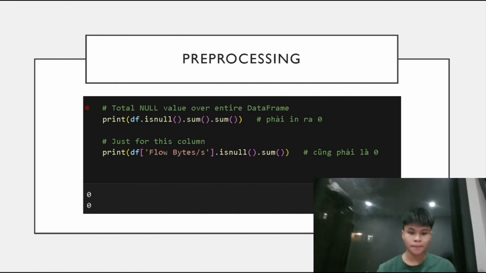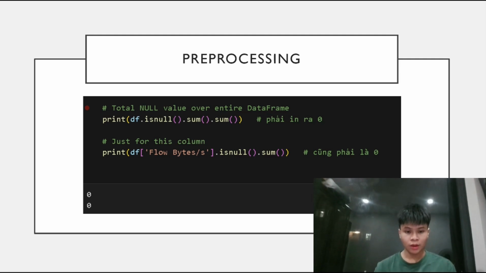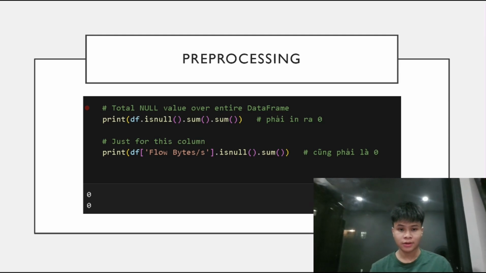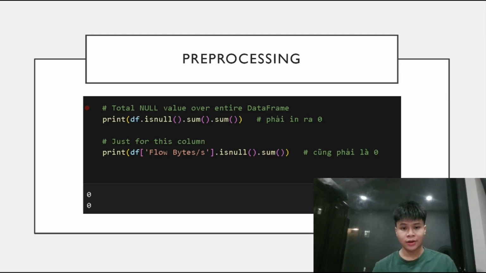Next, with clean data ready, we move to processing, preparing the data for our models. We focus on four main steps. One, normalizing numerical values. For example, scaling packet size to a standard range.